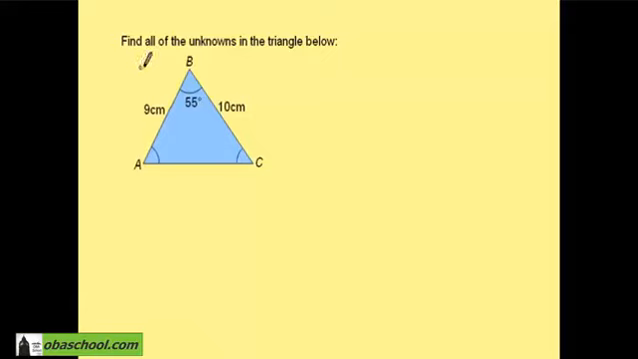We want to find all of the unknowns in the triangle below. Here we have a side that we don't know. We don't know this angle, and we don't know this angle. Note that we don't know any opposite information.